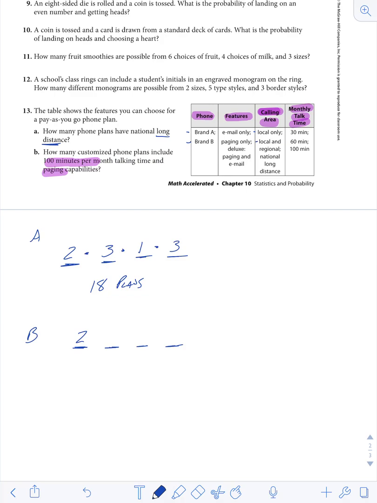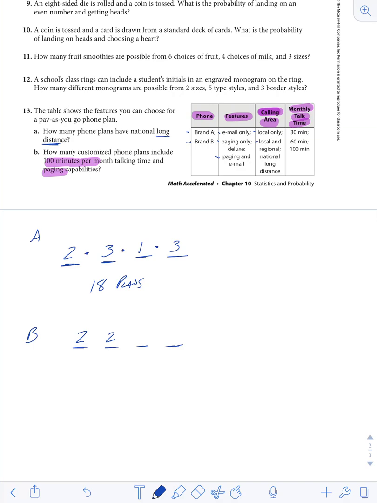Next, I go to features. Okay, the first one has email only. Well, that doesn't work. I want paging. Next, it has paging only deluxe. That works. I can have that. That has the paging option. And the last one's paging and email. Both of those have paging. So how many have the paging capabilities? 2. So that's what I'm going to plug in for the second one.